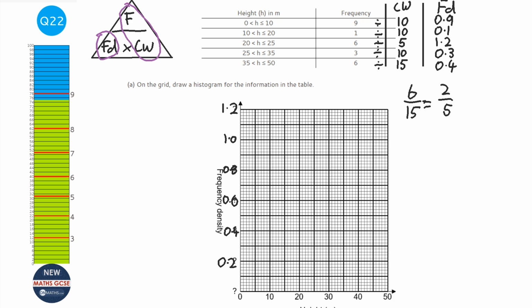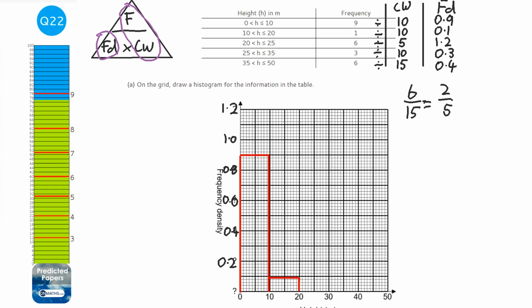Okay, now next thing I want to draw the bars. So our first bar is 0.9 high, and it's 0 to 10, so we want 0.9 high, which will be here, and 0 to 10. Okay, next one is 10 to 20, and it's 0.1, so it'd be down here. I'm not going to get these exact, but with your one it's a bit easier to get exact.